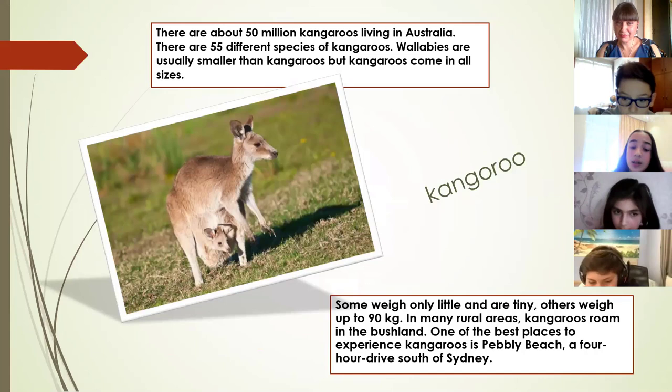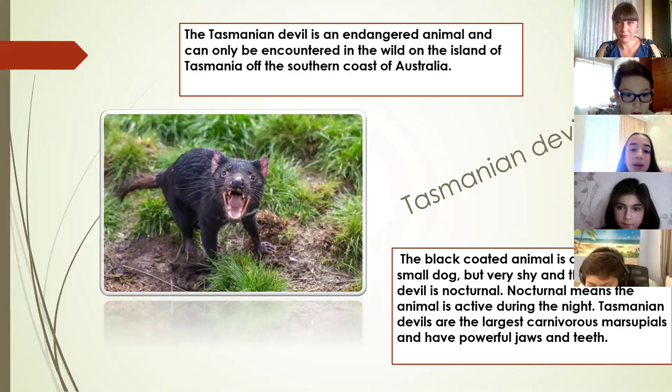In many rural areas, kangaroos roam in bushland. One of the best places to experience kangaroos is Pebble Beach, a 4-hour drive south of Sydney. Tasmanian devil. The Tasmanian devil is an endangered animal and can only be encountered in the wild on the island of Tasmania, off the southern coast of Australia.